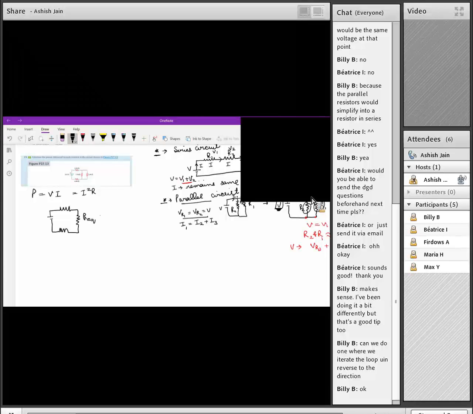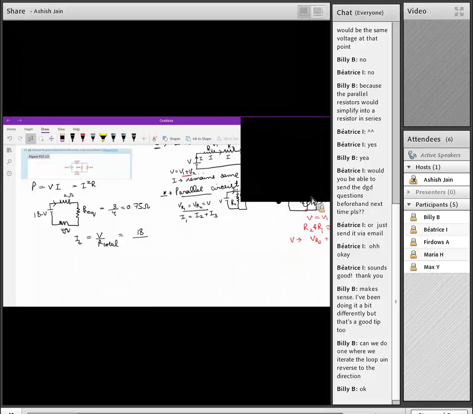This is R equivalent, 3 divided by 4, 0.75 ohm, 2 ohm, 4 ohm, 18 volts. The total current can be given as V by R total, I total is 18 over 6.75. So you get your I total. Now power delivered can be given as I squared R, that means (18/6.75) whole squared times R, for 1, 2, and 3.